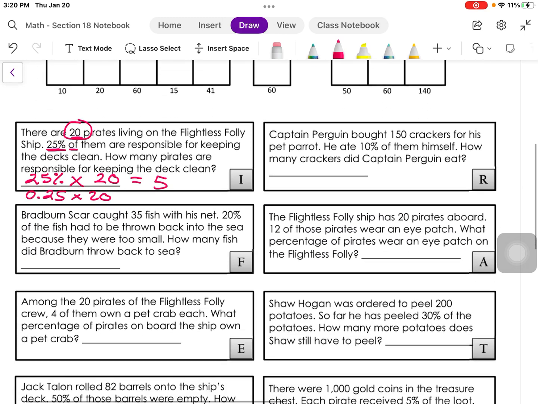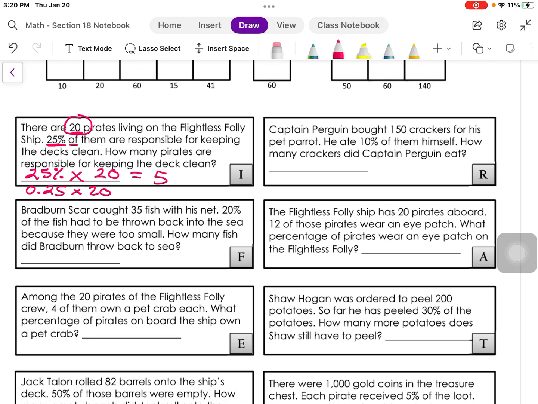All right, let's do one more here. Let's do this guy. A little bit different. The flightless Folly ship has 20 pirates aboard. 12 of those pirates wear an eye patch. What percent wear an eye patch? Okay, of does mean multiply, right? But we also want to know a percentage. We don't want to know just a number like we did in the first one.